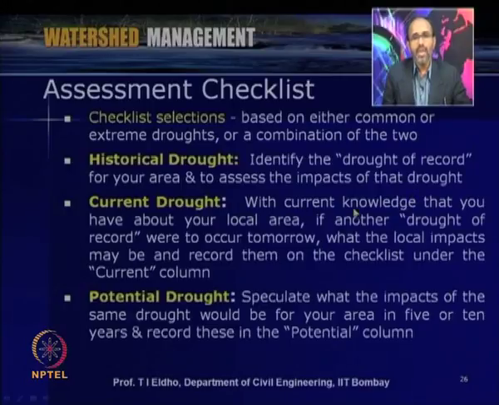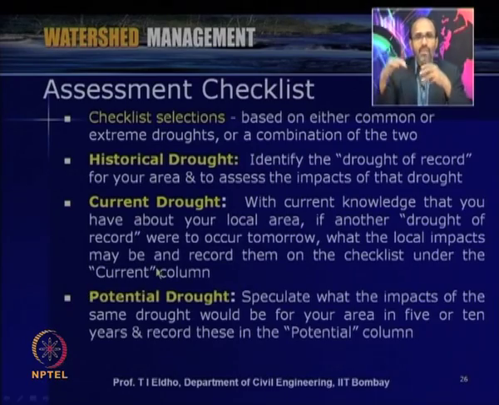Then a current drought: with the current knowledge that you have about your local area, if another drought of record were to occur tomorrow, what the local impacts may be, and then record them on the checklist under the current column. Then potential droughts: speculate what the impacts of the same drought would be for the area in 5 or 10 years time, and then record this in the potential column.